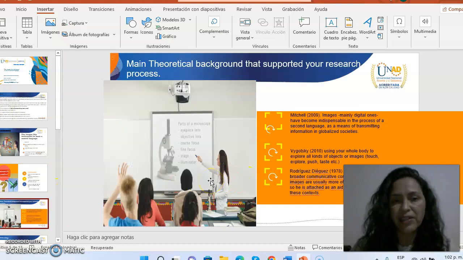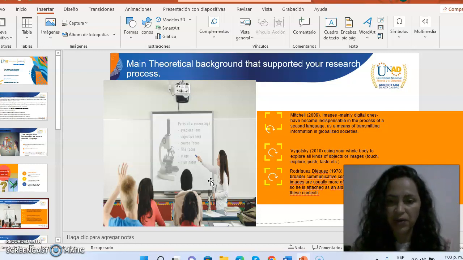Here in this slide, the main theoretical background that supports my research process. I identify with Mitchell because he said images, mainly digital ones, have become indispensable in this process of learning a second language, as a means of transmitting information in a globalized society. Of course, Vygotsky said using your whole body to explore a key object or image, for example, touch, explore, and push. And sometimes it was necessary for me to explain to them by doing different activities with my body because it was not possible for them to understand well.